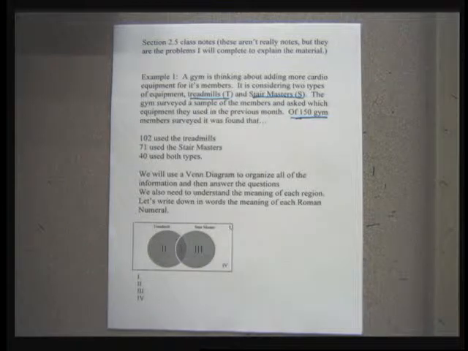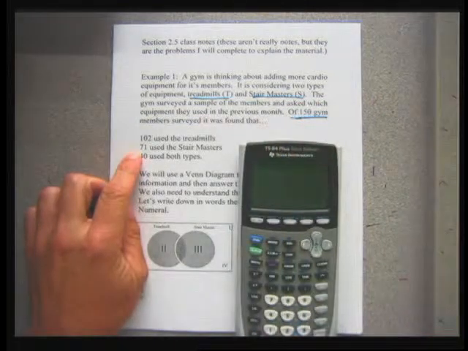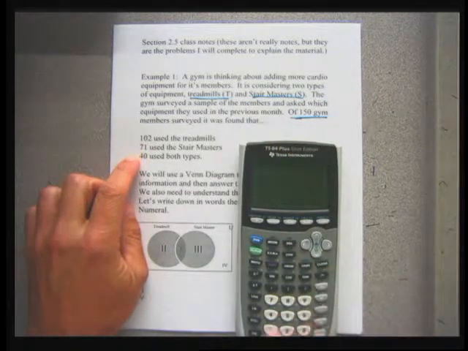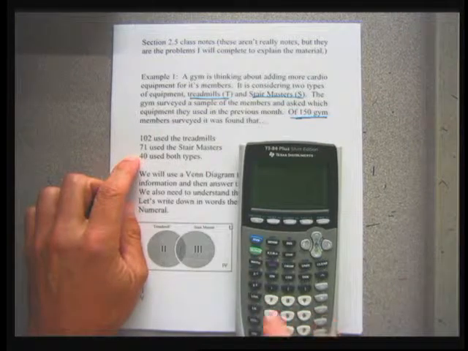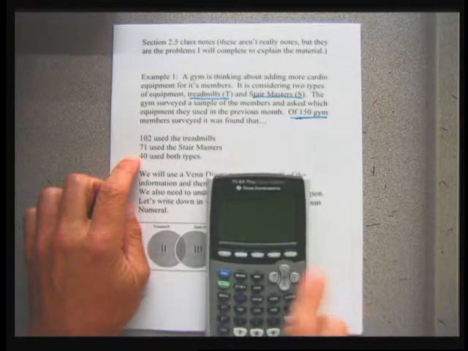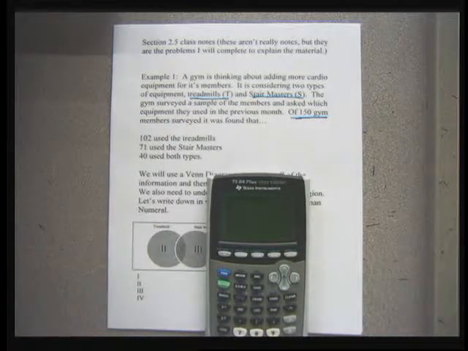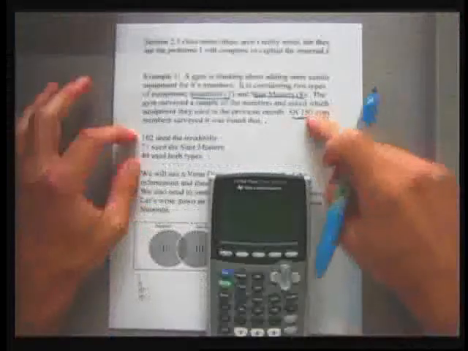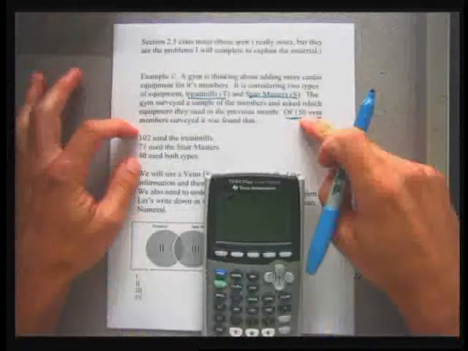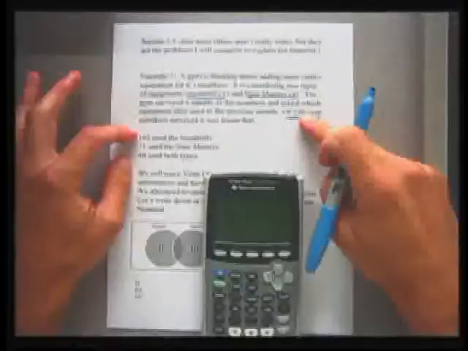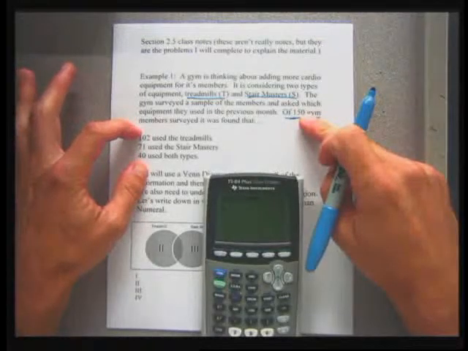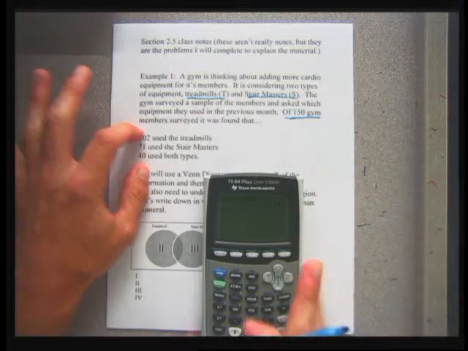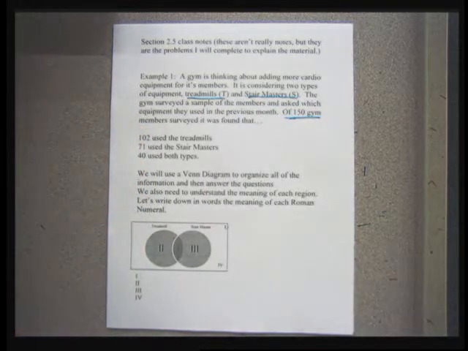If I look at the numbers that are given to me, it says 102 used treadmills, 71 used Stairmasters, and 40 used both types. If I add those numbers up, it comes to 213 people. Well, there's 213 people represented here, but there's only 150. So somehow these numbers are deceptive. Specifically, I need to understand each number and what the author means when he gives me the number before I can go very far with this problem.